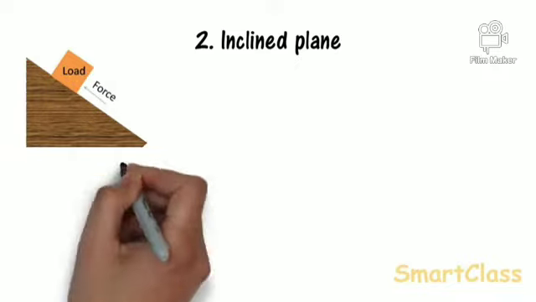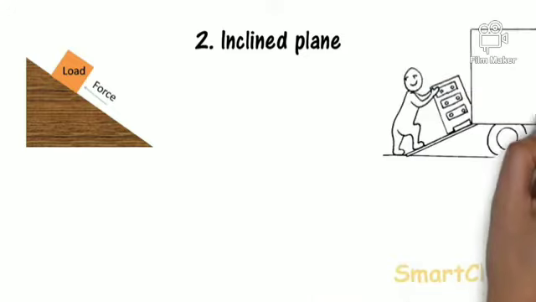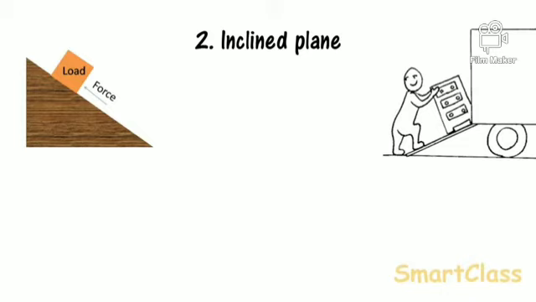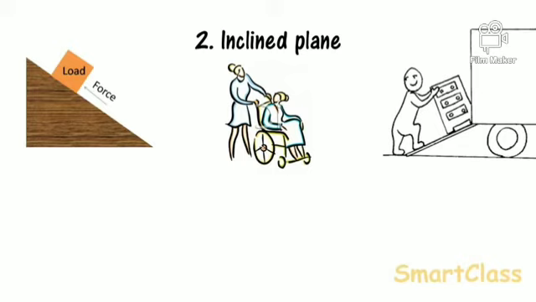Inclined plane. An inclined plane is like a ramp with a gentle slope that helps to move heavy loads with less effort. It does not look like a machine though. Heavy boxes are loaded into a truck with the help of an inclined plane. A wheelchair can be easily pushed up an inclined plane in a hospital.